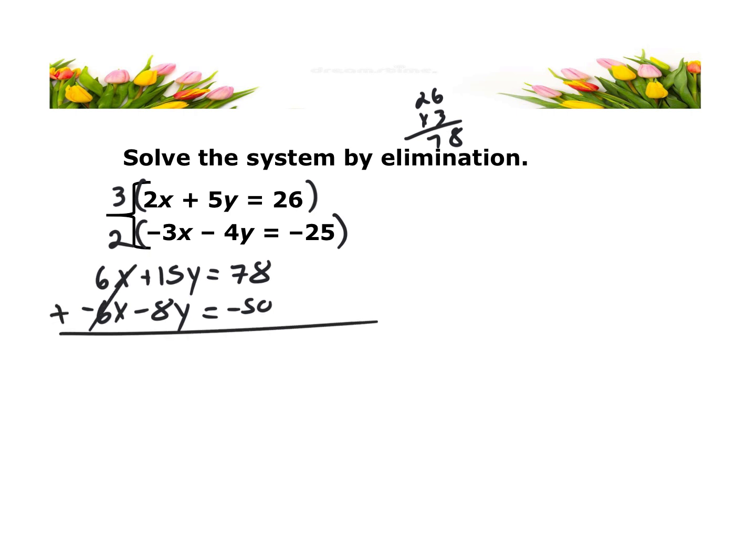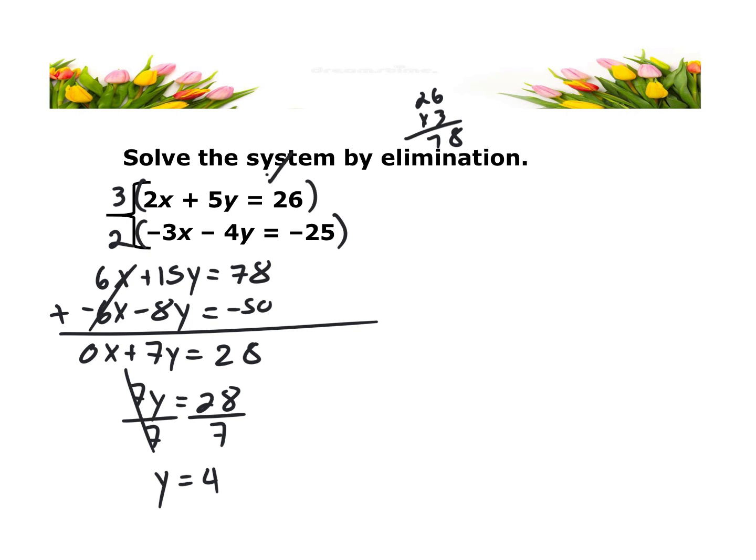That's going to cancel out our x's to 0x plus 7y is equal to 28. So we're left with 7y is equal to 28. I'll divide by 7 on both sides and get y is equal to 4.